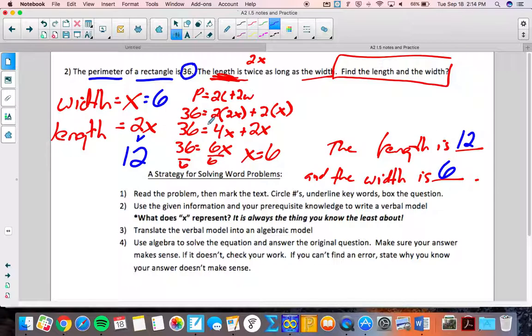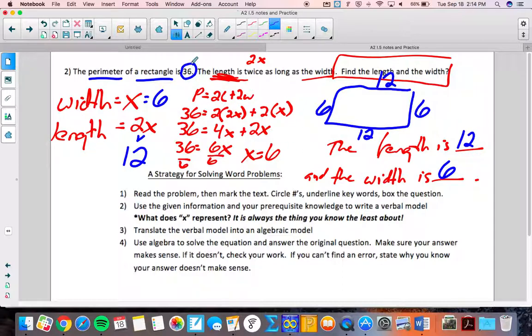And if I add those numbers up, 12 plus 6 plus 12 plus 6, going around the perimeter of a rectangle, that adds up to 36. Yes, it does. And the length is twice as long as the width. Maybe I should have rotated my rectangle, but that's not a big deal. I've answered the question correctly.